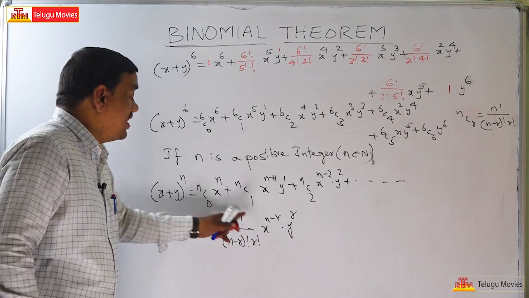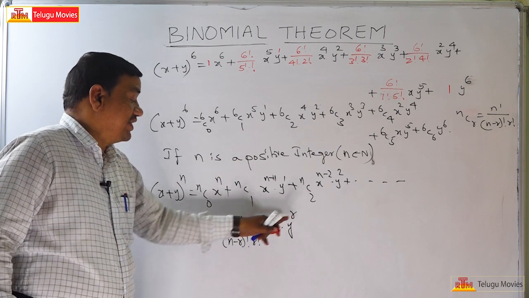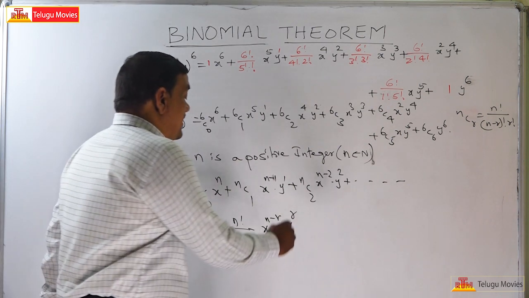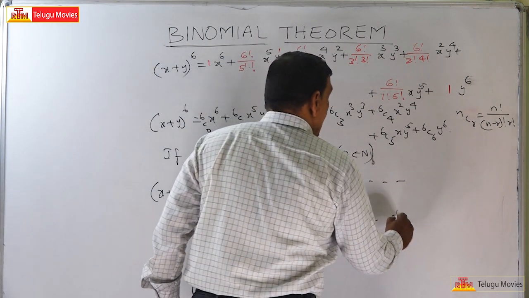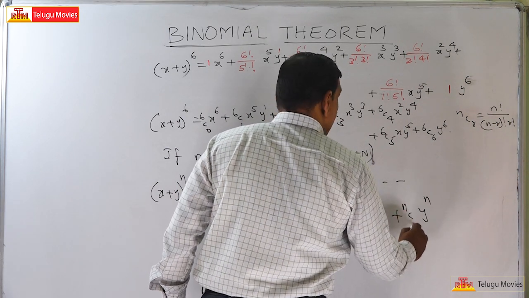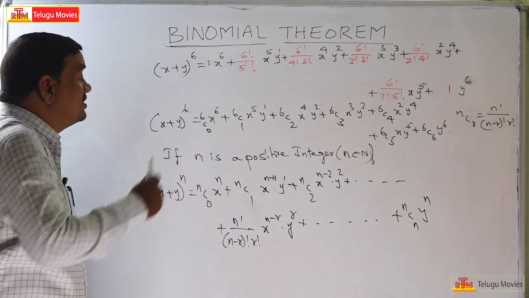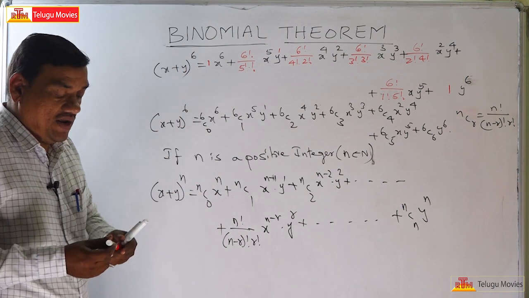So therefore the total arrangement is how much? n factorial by (n minus r) factorial into r factorial, plus so on. The last term is y power n, so this is nothing but nCn. Understand this? Okay. So this is the formula for the binomial expansion.